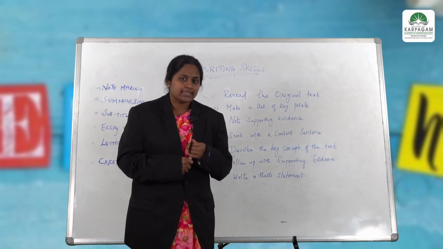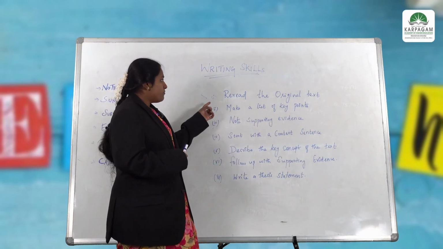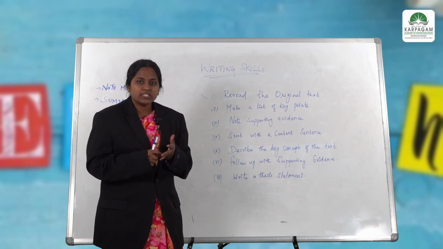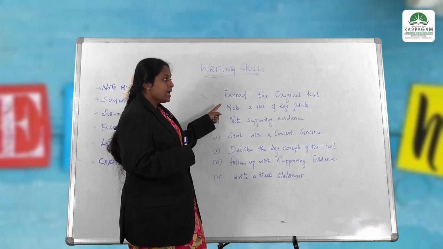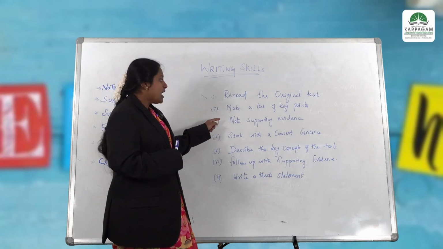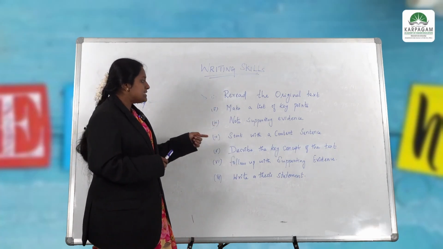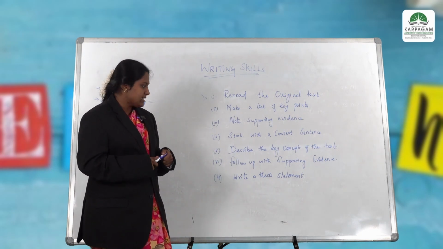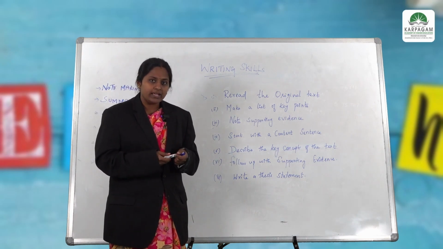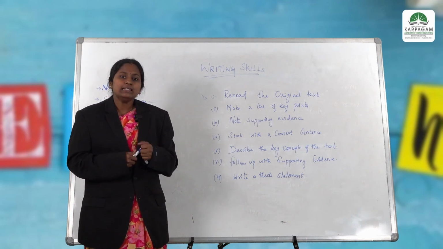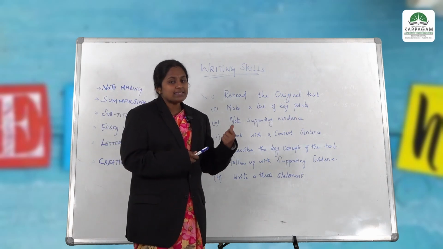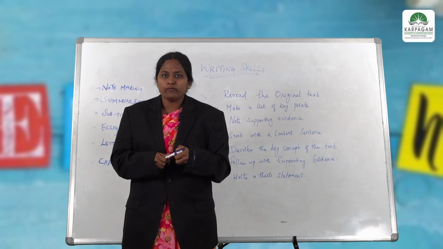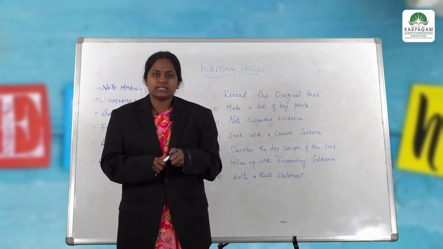As a concluding session of today's class, we have learned how to write a summary. A summary follows 7 steps: read the original text, make a list of key points and note the supporting evidence, start with the context sentence, then describe the key concept of the text, follow up with the supporting evidence, and finally write a thesis statement. I hope you follow all these 7 steps for a good summary.